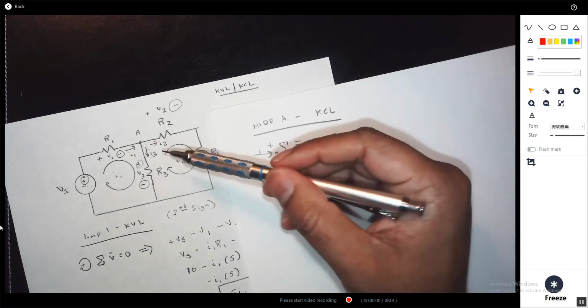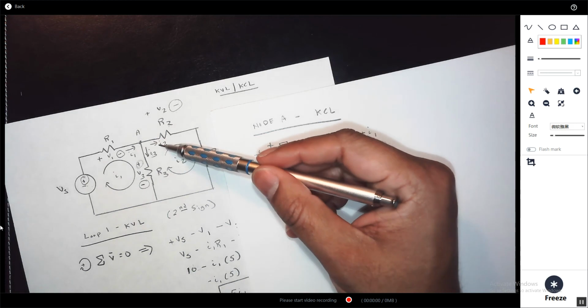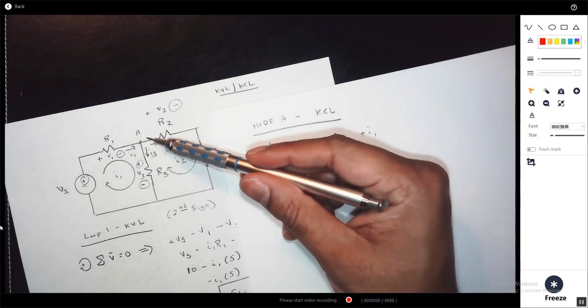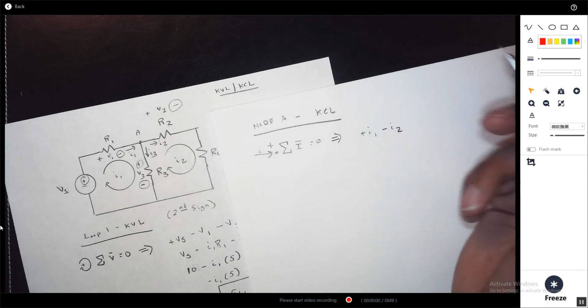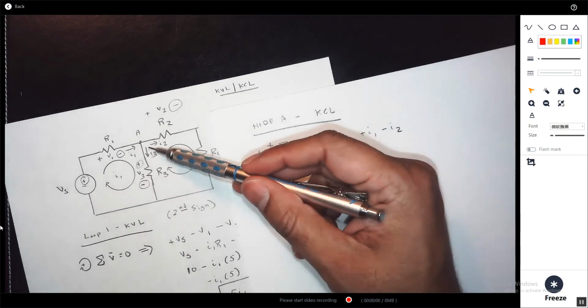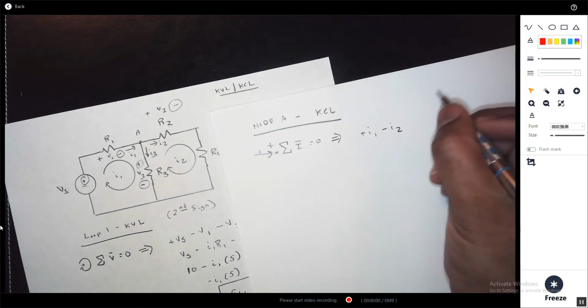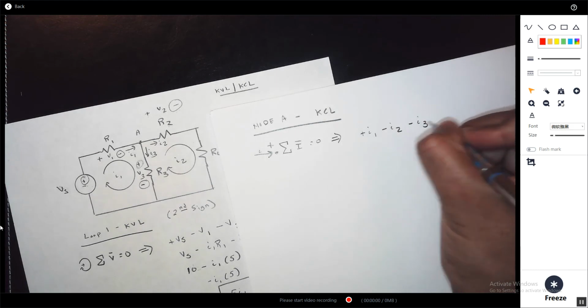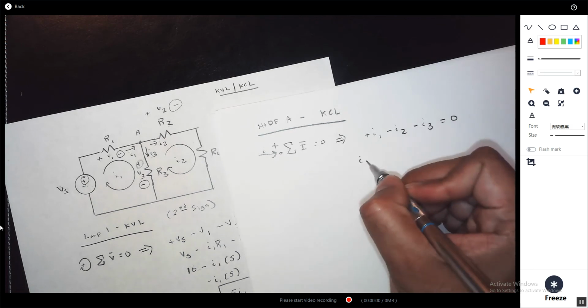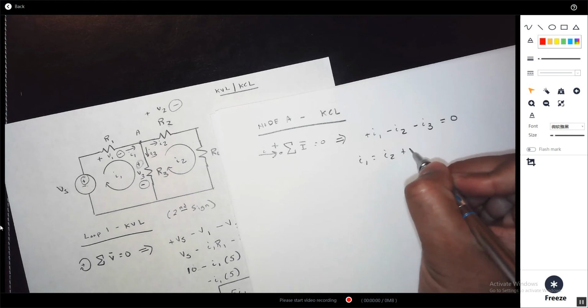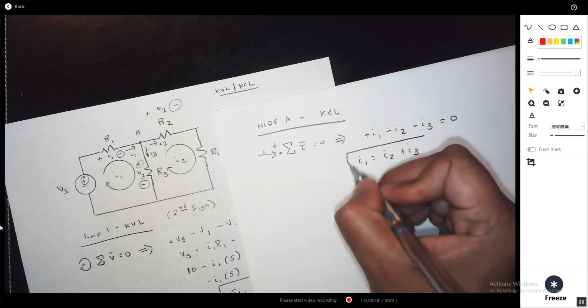Is I2 going in or out of node A? I2 is pointing out of node A, so that's minus I2. Is I3 going in or out of node A? Well, I3 is obviously going out of node A, which is minus I3. That's equal to 0. Okay? So I1 is equal to I2 plus I3. This is your third equation.